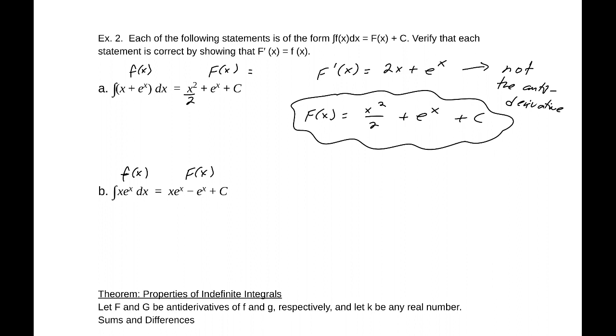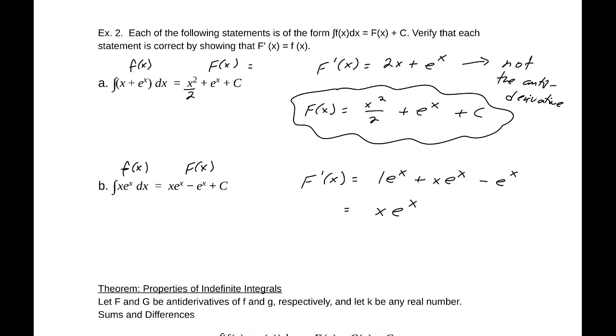All right, so f prime of x, we're going to have to use the product rule here. So this will be x, the derivative of, actually we'll take the derivative of x first. So that's 1 times e to the x plus x times the derivative of e to the x, which is e to the x, minus e to the x. And combining terms, we get x e to the x. So yes, this is a correct statement. It's a correct statement. Okay.